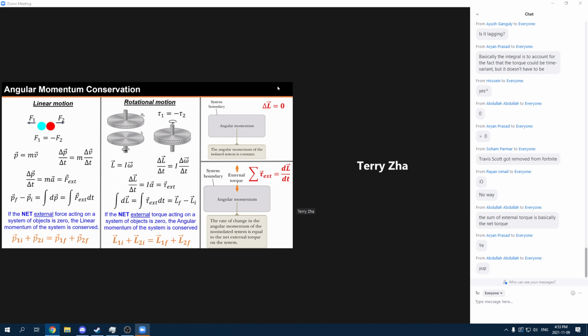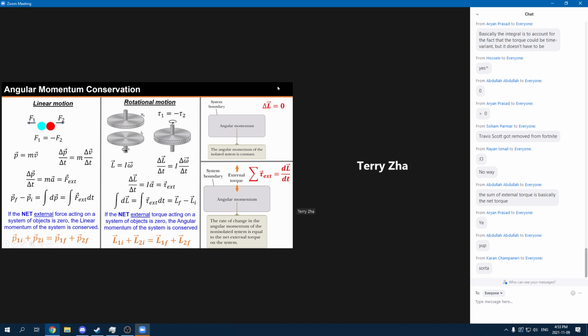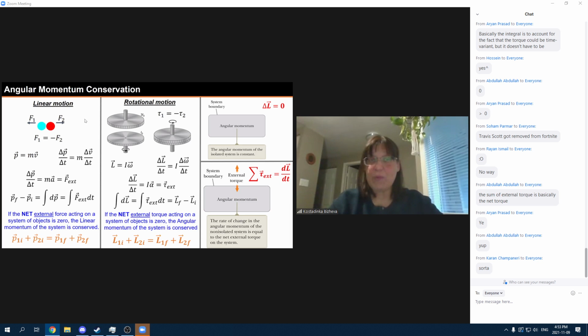Professor, isn't this similar to the conservation of linear momentum, but in the rotational world? Exactly the same, and that's why I started with the linear motion here, and then I gave you the rotational motion derivation, and you see it's exactly the same, right? The only thing that is different is the variables that we actually use in the rotational world.